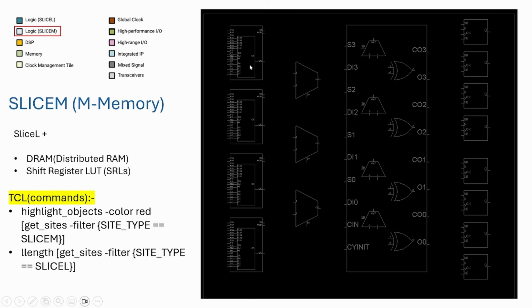A 5-input LUT can be used as a 32-bit RAM. Similarly, a 6-input LUT can be used as a 64-bit RAM. Then by using multiplexers, you can combine two LUTs and use them as a 128-bit RAM and subsequently as a 256-bit RAM. SLICEM is similar to the SLICEL but with the additional property that it can also be used as RAM, and this RAM is known as distributed RAM. We can also use the SLICEM as shift registers. The shift registers can be used to delay the inputs.